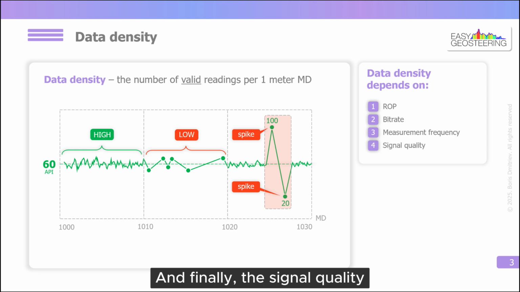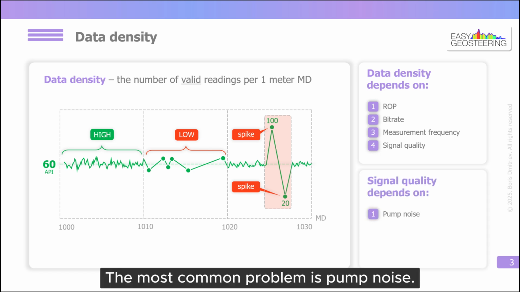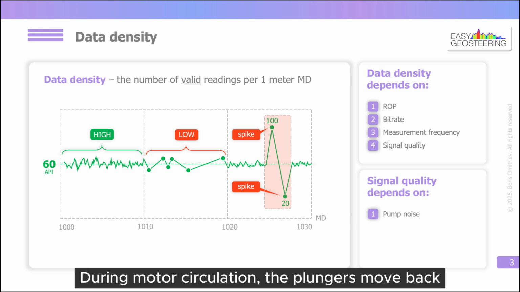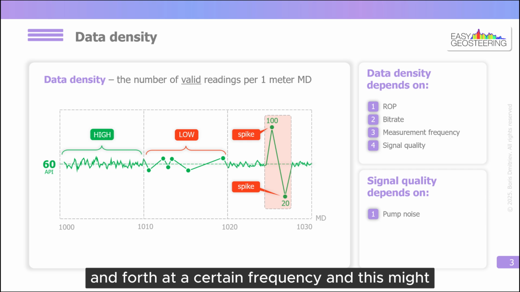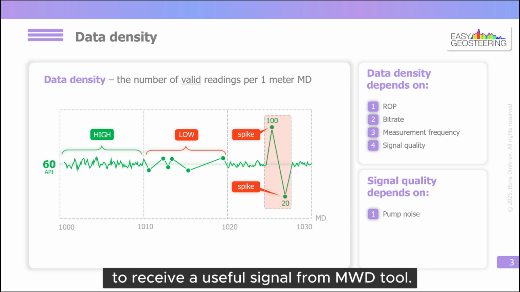And finally, the signal quality significantly affects data density. What does the signal quality depend on? The most common problem is pump noise. During mud circulation, the plungers move back and forth at a certain frequency, and this might interfere with the SPT sensor's ability to receive a useful signal from the MWD tool.